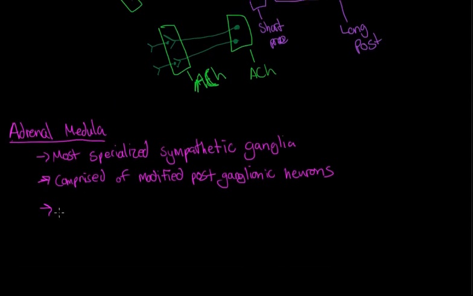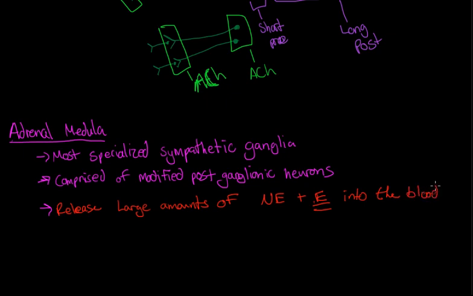So instead of acting on another organ, what these are going to do is release large amounts of norepinephrine, and specifically epinephrine, into the bloodstream when you have sympathetic stimulation, into the bloodstream to work on other organs. So this is going to be a special case scenario of the sympathetic nervous system.